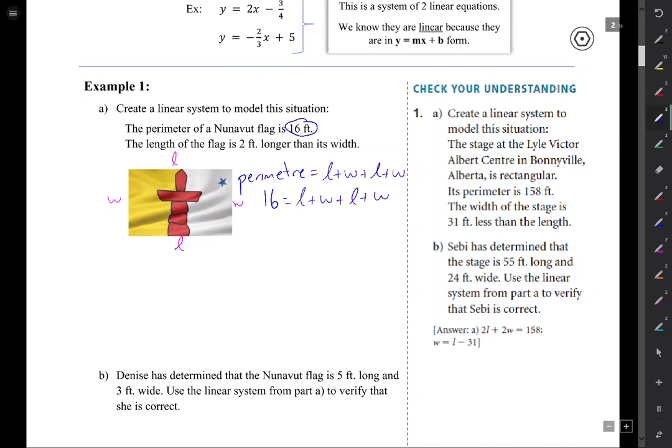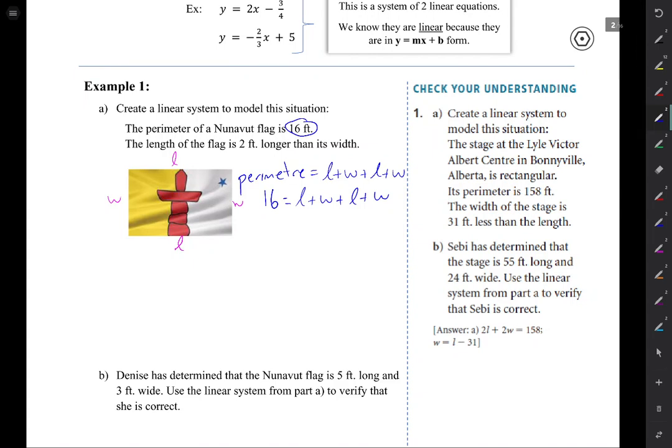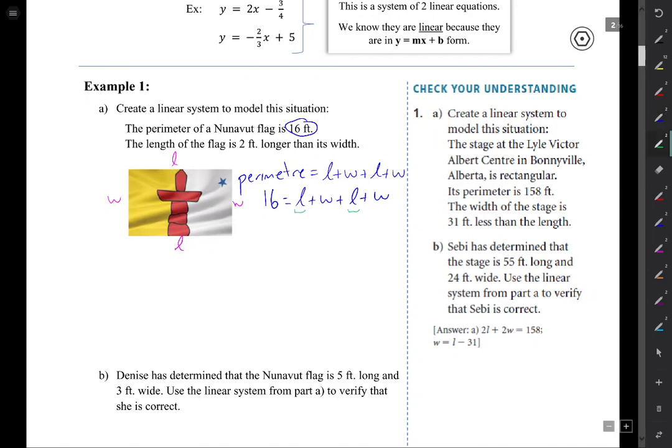And we can also clean this equation up a little bit because we have some like terms. We could combine the L's together and we could combine the W's together. So we are actually going to have 16 is equal to, well, if we have L plus L, that's the same as 2L, or 2 times the length, and then plus W plus W is the same as 2W. So that there is the equation for the perimeter of the flag.